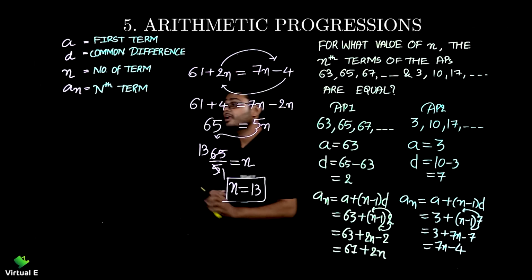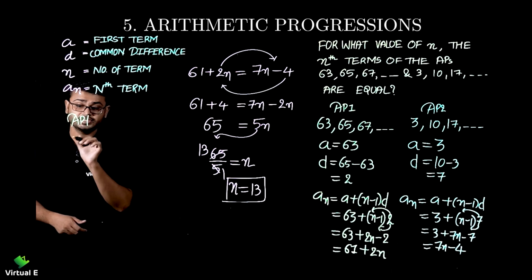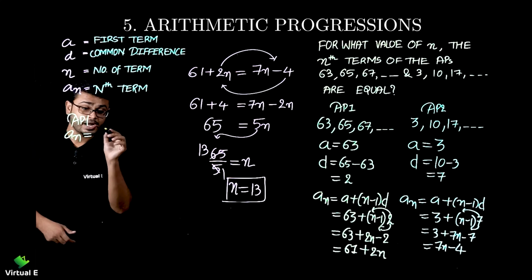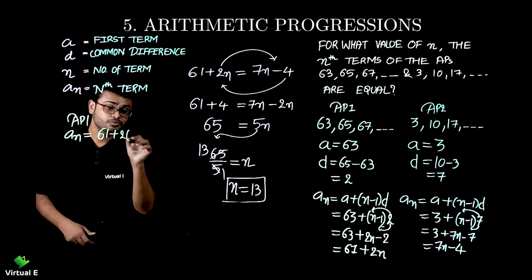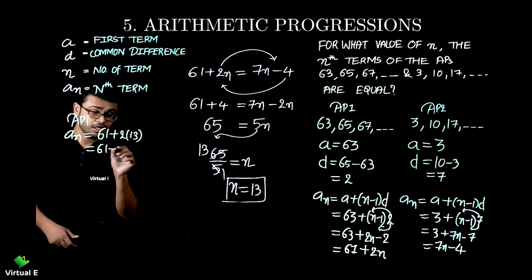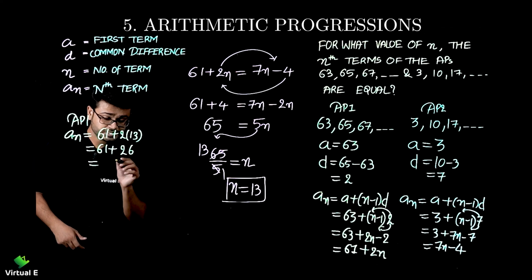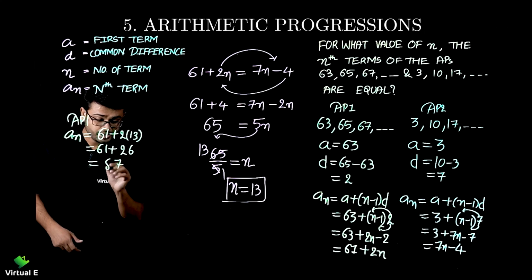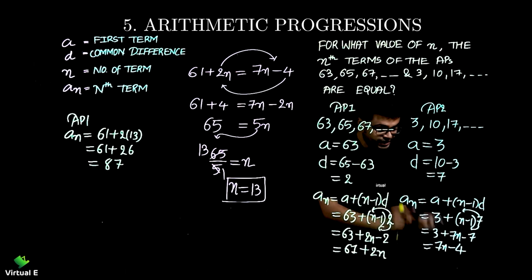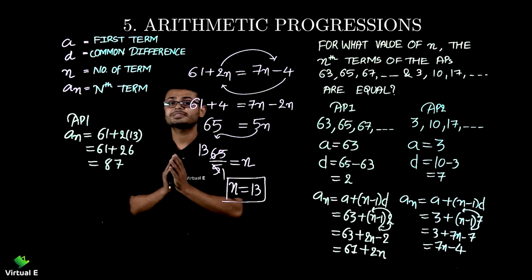So for AP1, what is the value of an, which is 61 plus 2n. So 61 plus 2 into n is 13. So 61 plus 13 twos are 26. 1 plus 6, 7, 6 plus 2, 8. So I shall be getting 87 in the AP2 as well. Then it is correct, otherwise my answer is incorrect.